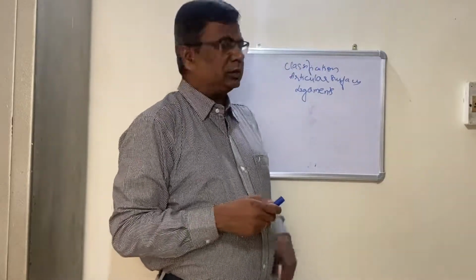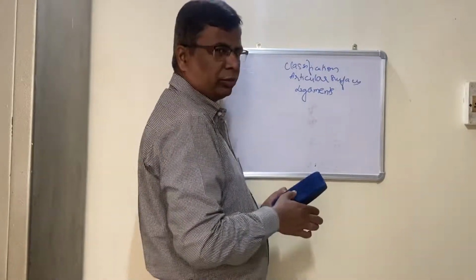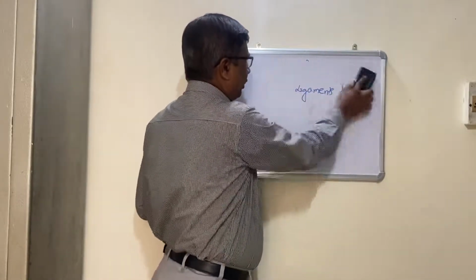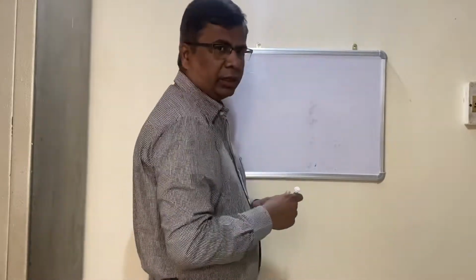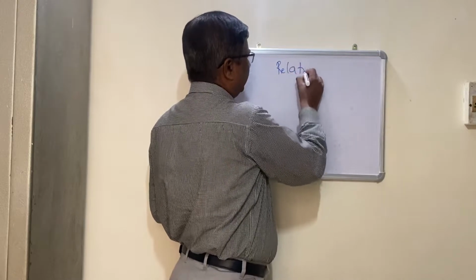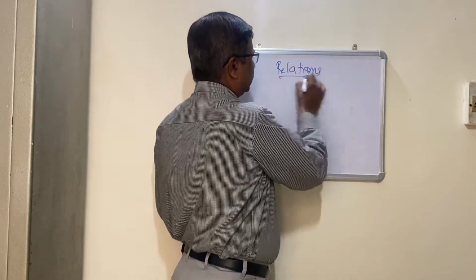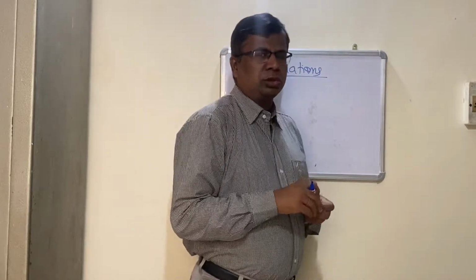So after these first 3 points, what is the next point that we have to understand? We have to understand a very important point, that is relations of the shoulder joint. Okay, now relations meaning the structures which are going to be there in relation to the shoulder joint. That is, what is anterior, what is posterior, what is superior, what is inferior.